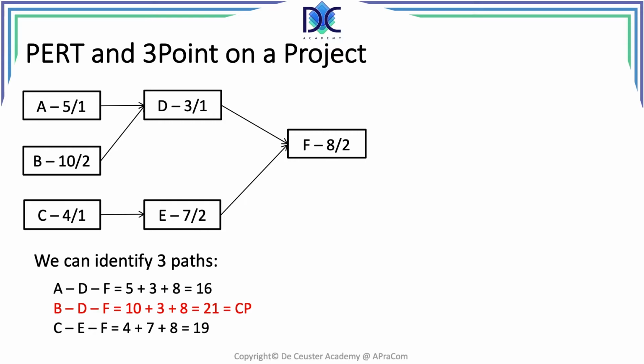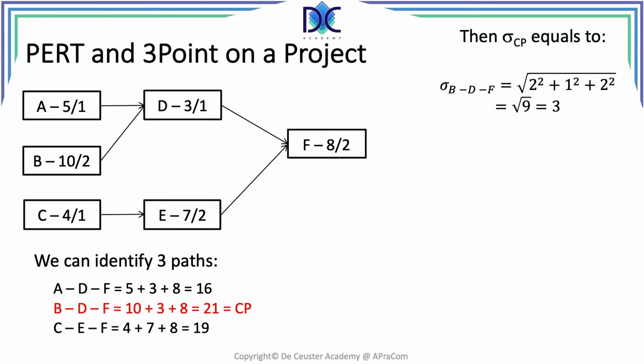Now be aware, we cannot add standard deviations. We can only add variances. And the variance is the square of the standard deviation. So first we have to determine the variances of the activities B, D, and F. For B this is 4, for D this is 1, and for F this is 4, which means that the total variance is 9, and we get the standard deviation by taking the square root of the variance, which gives us a standard deviation of 3.